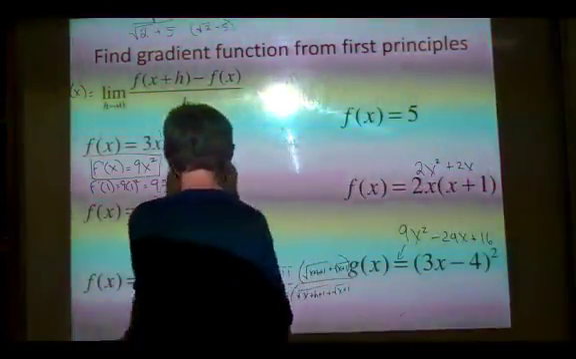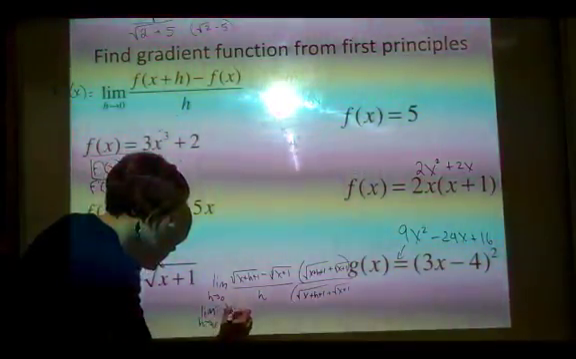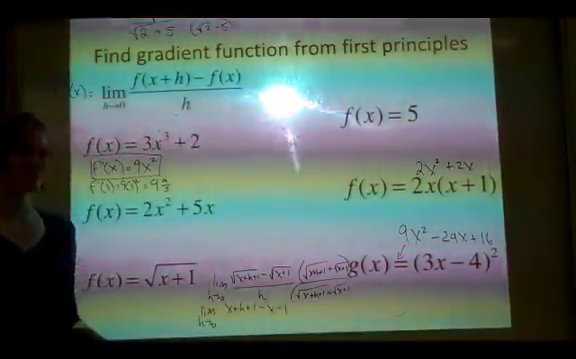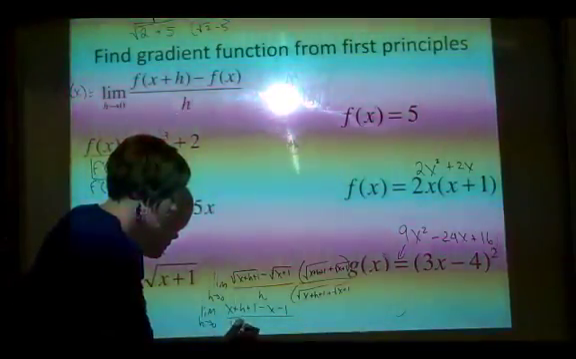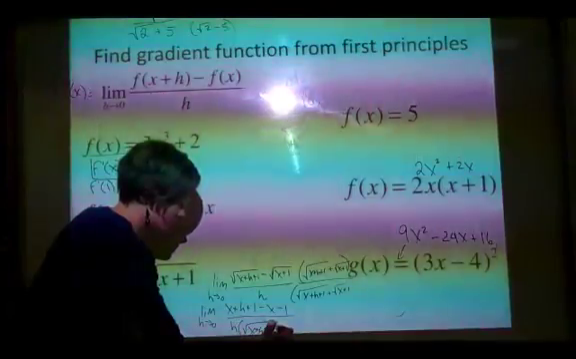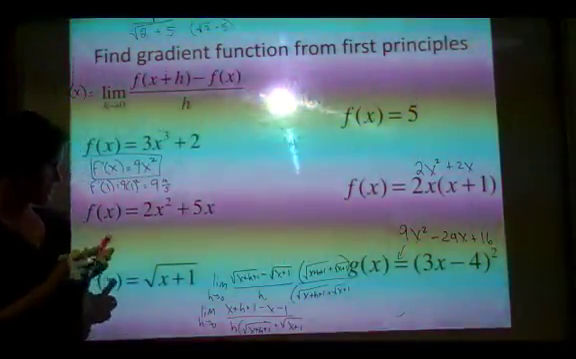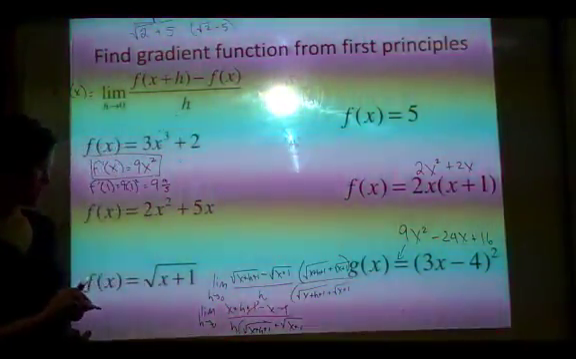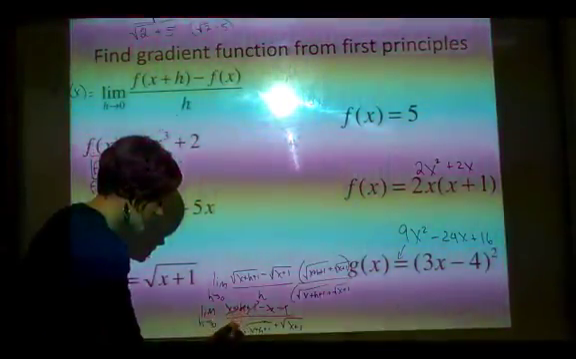So what's the numerator going to be? x plus h plus 1 minus x minus 1, divided by h, and then that business. I see that this is going to cancel. The x's are going to cancel. I'm just left with h. So I can cancel this h down here.